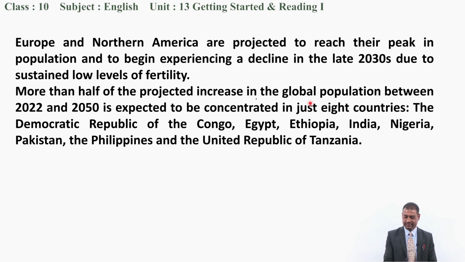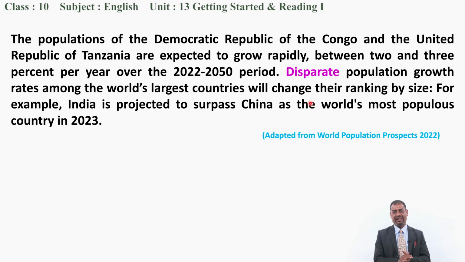Got it? Good job. Now, the last paragraph for you is: the populations of the Democratic Republic of the Congo and the United Republic of Tanzania are expected to grow rapidly, between 2 and 3% per year over 2022 to 2050. See, between 2022 and 2050, the growth rate will be between 2 and 3%, it's a big number per year.